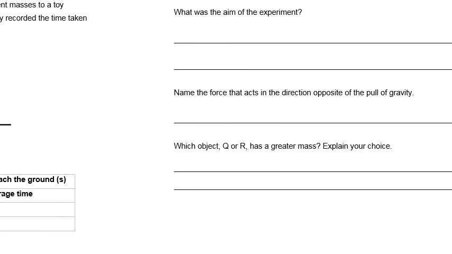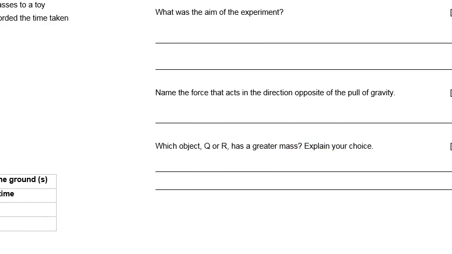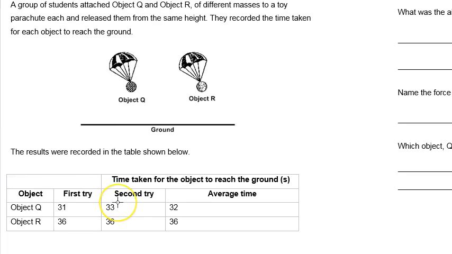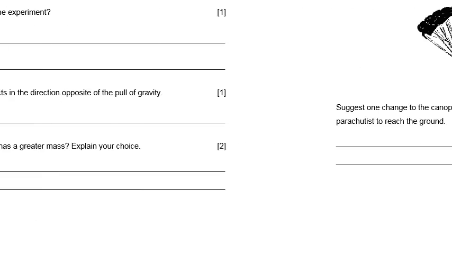So when they ask you to explain your choice, like this one, then you need to say all that I said just now, right? Gravity pulls object Q faster than object R, and this indicates that object Q has more mass than object R, right? Because the more the mass of an object, the more the gravitational pull is towards the ground. Okay. Let's look at the next question.